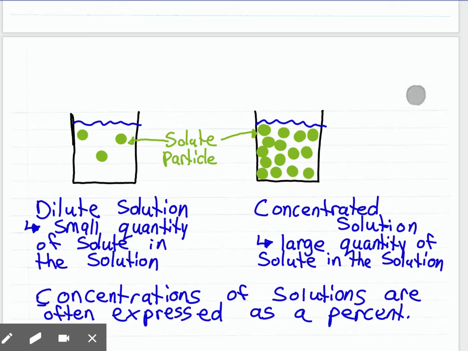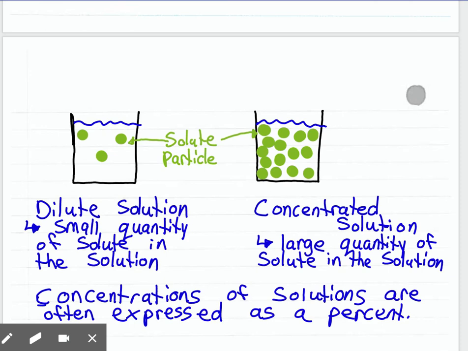Now, if you add 2 or 3 or 4 scoops of that hot chocolate powder and you stir it up and take a sip and it's really chocolatey and rich, you have something called a concentrated solution. There is a large amount of hot chocolate powder dissolved in that water.